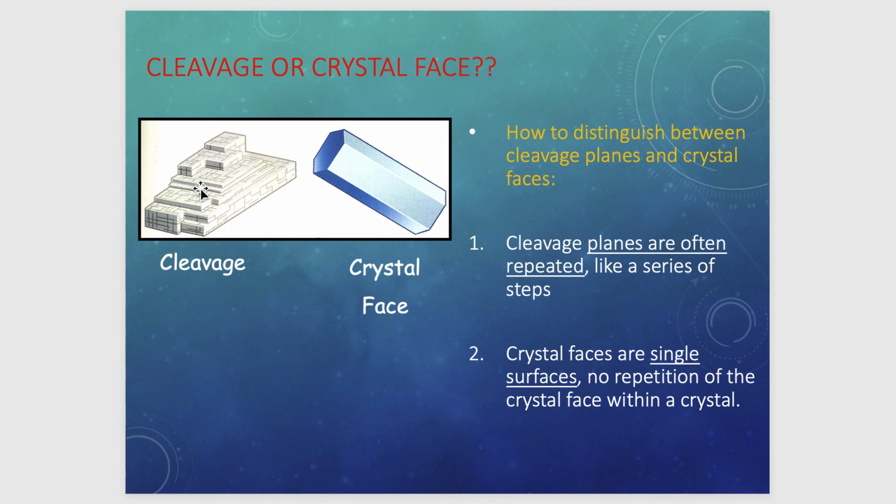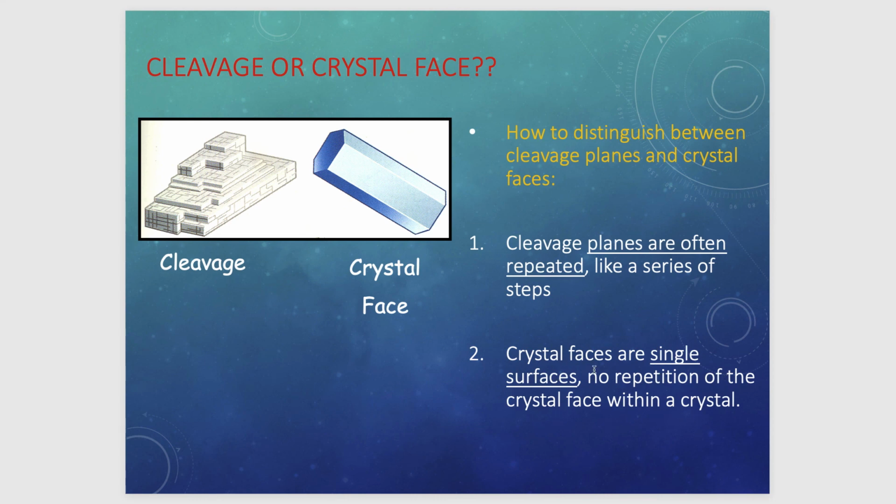as cleavage. Faces, well, if you don't have cleavage like in a quartz crystal, you automatically know that those are faces, and if they form hexagonal shapes, well, that's quite commonly the habit of a prism of druse quartz. So that's certainly easy to recognize and tell apart from cleavage, and also it doesn't really repeat inside the crystal, so it's much easier to define this as a face. So in summary, cleavage planes are often repeated like a series of steps, and crystal faces are single surfaces. They have no repetition of the crystal face within a crystal.